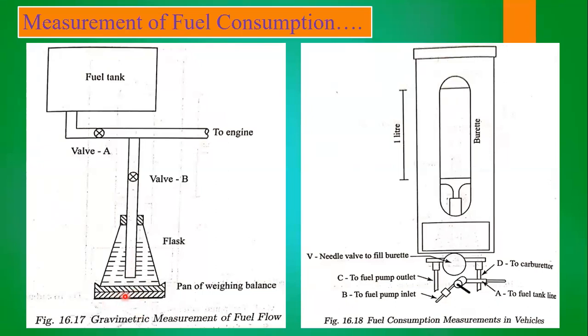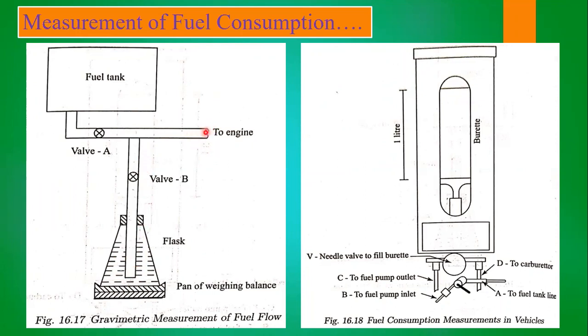And this is the pan of weighing balance. That means how much fuel we have taken is shown in terms of kgs. How much amount of fuel we have taken, that is shown by this pan of weighing balance. That means this weighing balance pan will show us how much fuel is there within the flask here. And this is to engine.